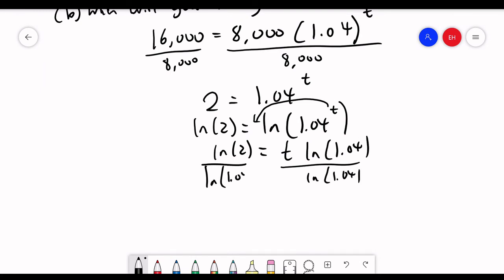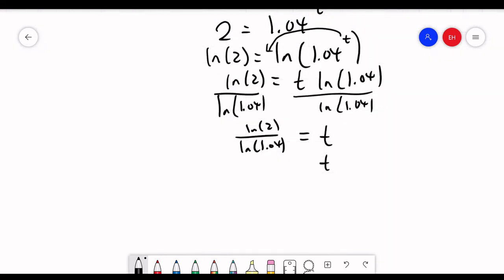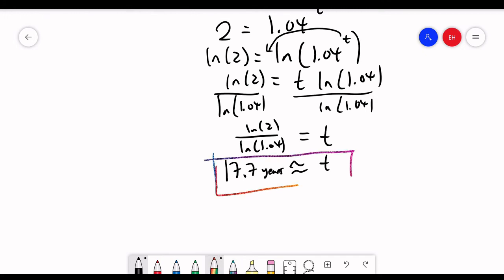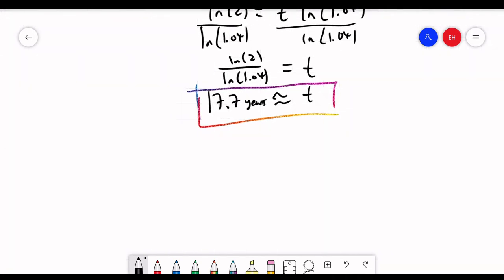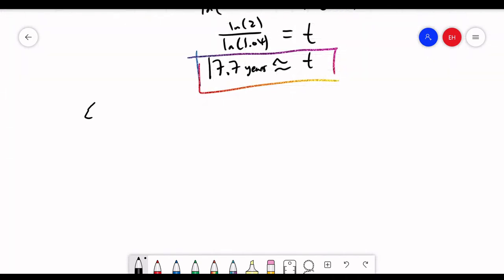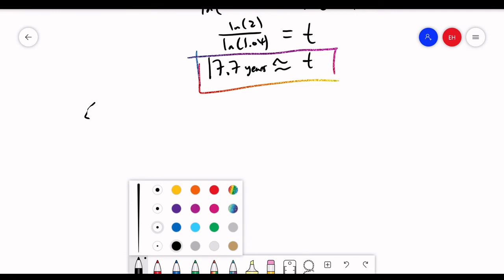So the time is going to be ln2 over ln of 1.04, and we're going to get 17.7 years. So roughly 17 and a half years for your money to double. I recommend we find a different bank or a different stock to buy. Okay, 2 more applications, if you guys can hang with me here.